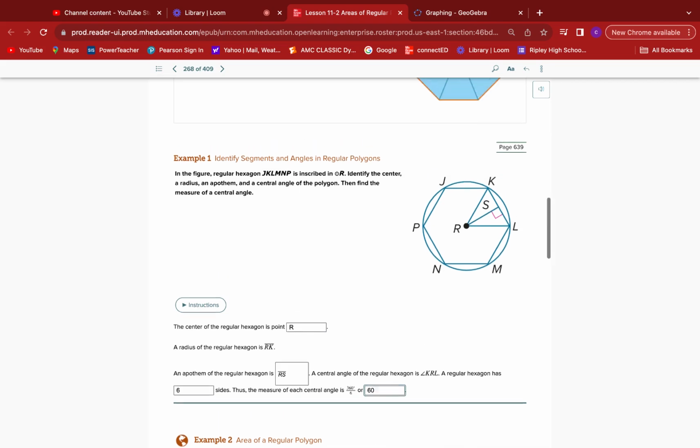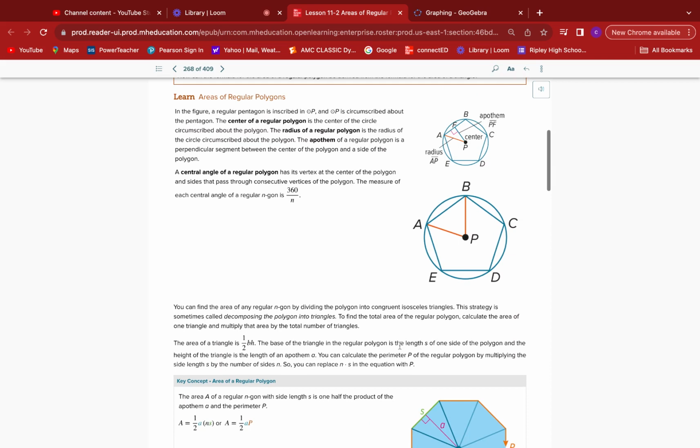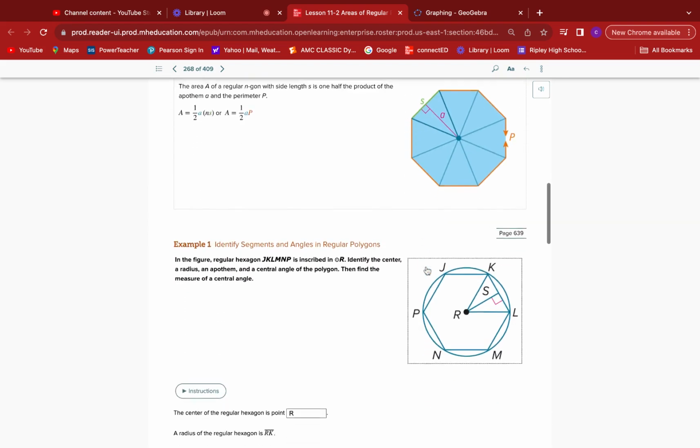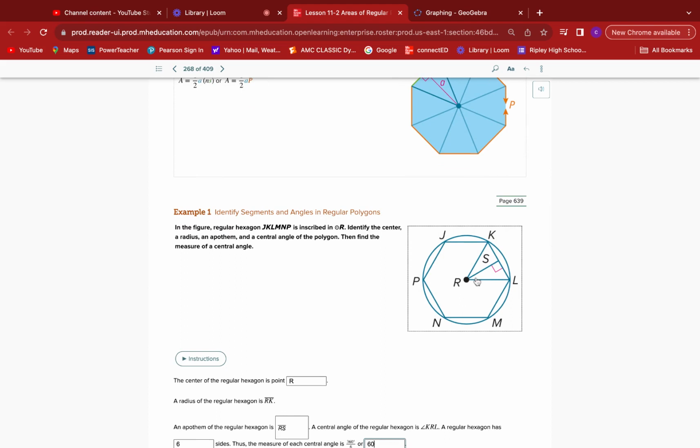Now, remember, that is this big angle. Once we draw the apothem, we got to take that 60 and divide by 2 to get 30 degrees. So this angle is going to be 30 degrees, and this angle is going to be 30 degrees because 30 and 30 make 60.